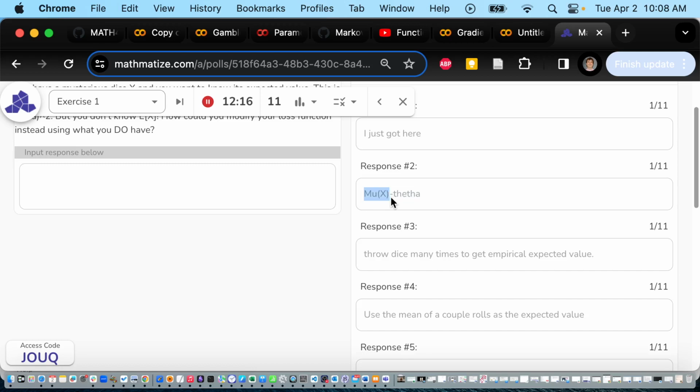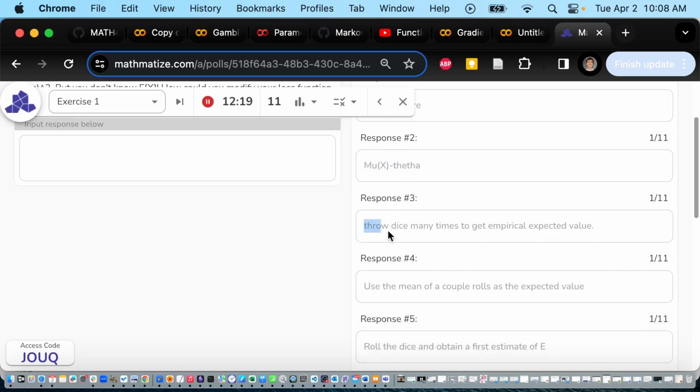Mu x. So what is mu? Okay, I like this. Throw dice many times to get the empirical expected value. So this is what you could do. If you weren't thinking about gradient descent, you're like, hey man, you're making it way too complicated. Forget about this gradient descent stuff. Just roll the dice, add it up, call it a day. Why are we making it so complicated? The reason is so that we can do it for other things later, right? So we're going to understand what it is.